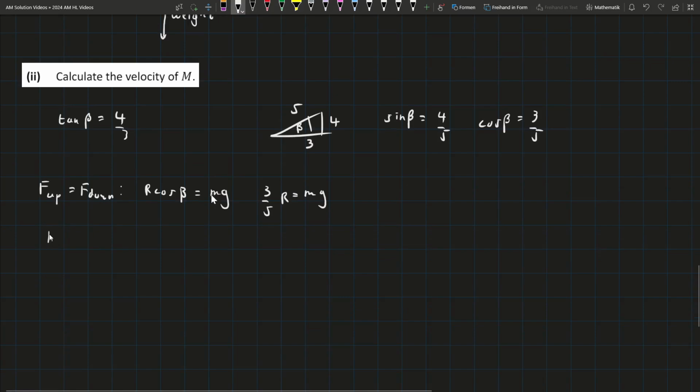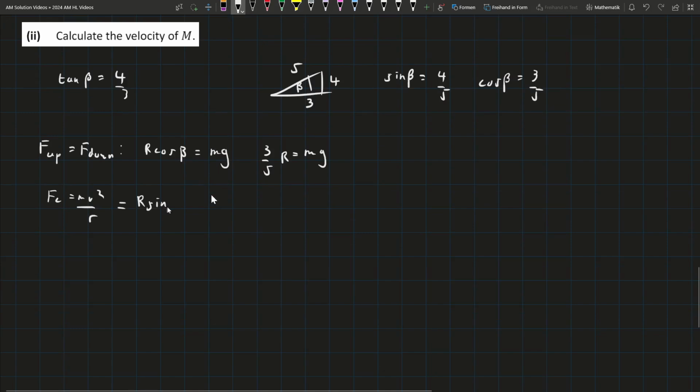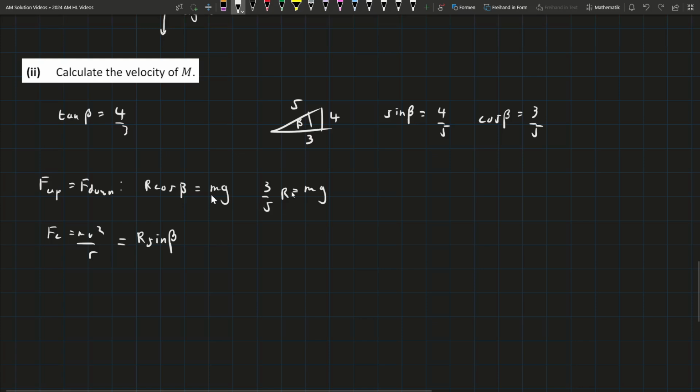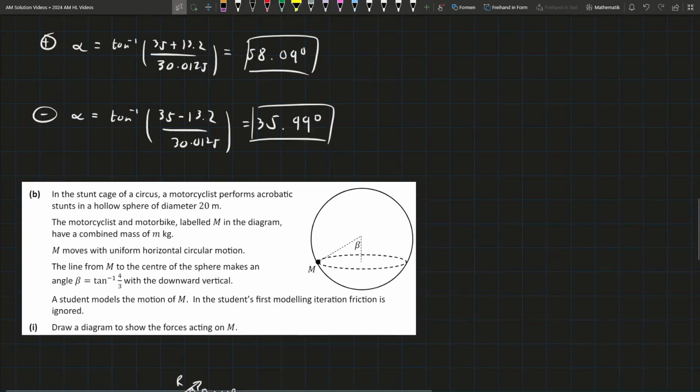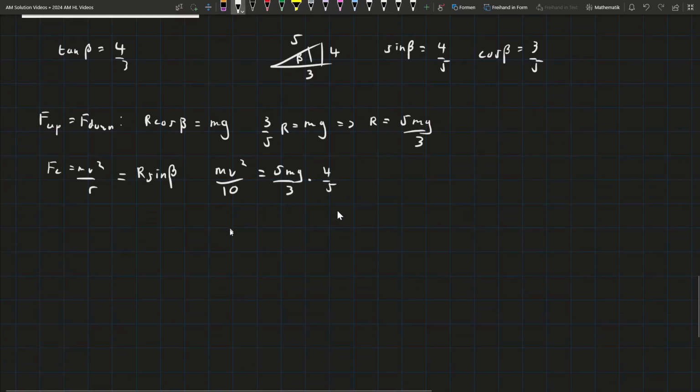Other fact is the centripetal force is mv squared over the radius, which is equal to, it's just the R sine beta, going towards the center. We want to get v, so we can replace R. Let's find out what R is. R is equal to 5 mg over 3. So m we don't know. V squared is what we're looking for. The radius is 10, because the diameter of the sphere is 20, so the radius is 10. That'll be equal to R, which is 5 mg over 3, times sine beta, which is 4/5. So we get that. The m's will cancel. We get v squared over 10 equals, those 5's cancel. We get 4 mg over 3.